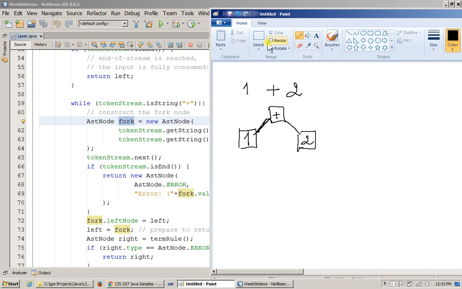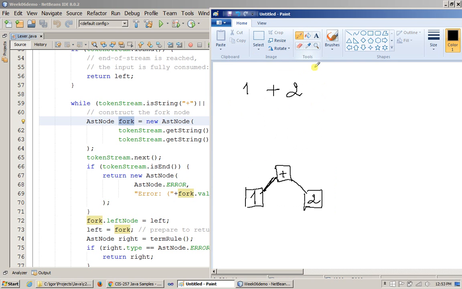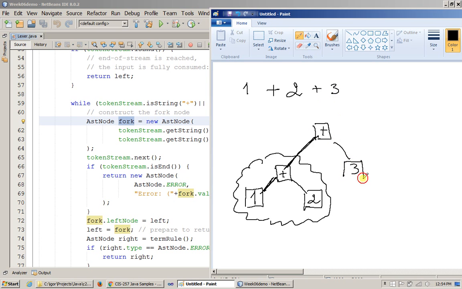In case there is also another part over here, say plus 3, then again a fork is created, because this is done in a loop, right? A fork will be created with another plus, and this time the entire result of the prior part will be given to this plus as the left-hand side, and again it will continue with the rest of this expression, and will add another node on this side. So that's how this is constructed.